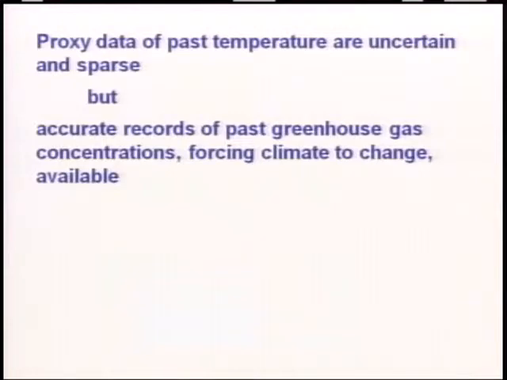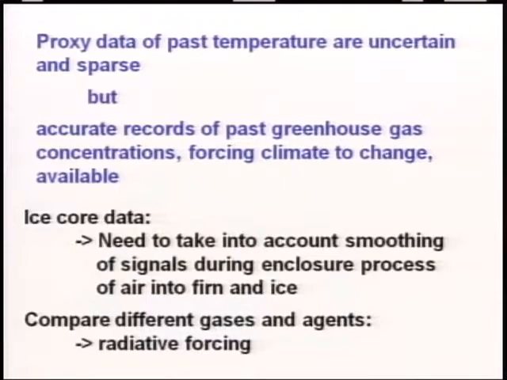However, there is one difficulty, and that is proxy data of past temperature are quite uncertain and sparse. But we have accurate records of past greenhouse gas concentrations available, and the greenhouse gases are forcing climate to change. And if we follow this logic, then we may actually use reconstructions of climate forcing as a proxy of climate change. And for addressing rates of change in greenhouse gas concentration, we need to take into account two issues.